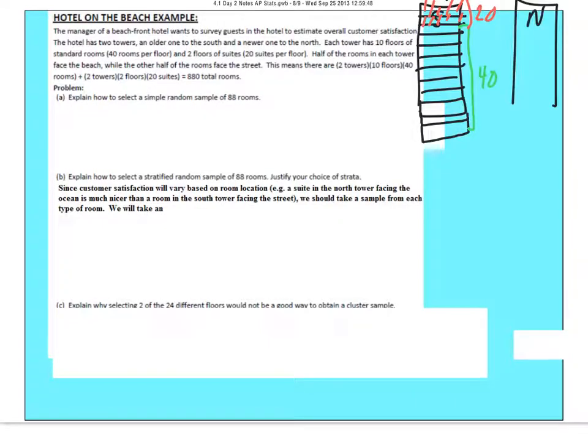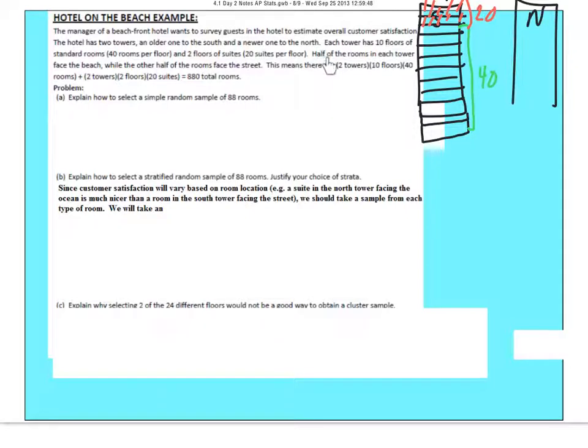So if we just imagine that scenario, this might be the south tower where we have, it says here, 10 floors with 40 rooms per floor, so the 10 floors. And then we have 2 floors of suites on the top with 20 suites, so in here a total of 40 rooms. And we have that replicated on the north tower.